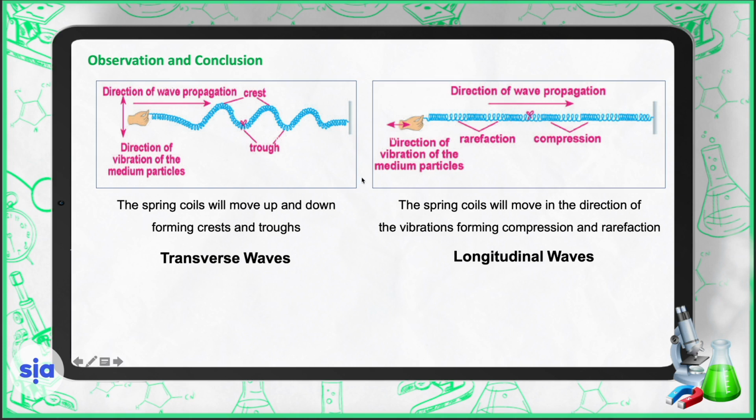While if we push and pull, the spring coils will move in the direction of the vibration, forming areas of rarefaction and areas of compression. Notice that in the compression areas, the coils are near to each other, while in rarefaction areas, the coils are away from each other. And these are called longitudinal waves.